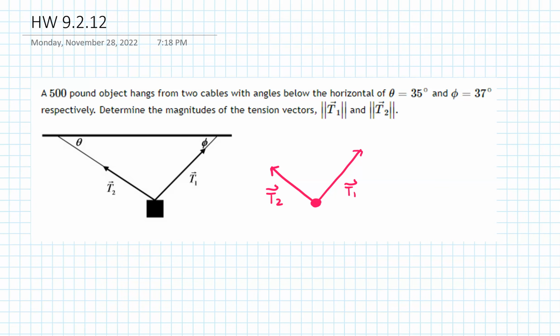And it turns out that there is a third vector, and that is the force of gravity that's acting upon the 500-pound object, and I'm just going to label that T3. Because that object is not moving, when you add up all of the tension vectors together, their sum results in the zero vector. So that is another way of saying T1 plus T2 plus T3 should equal 0, 0 like that.